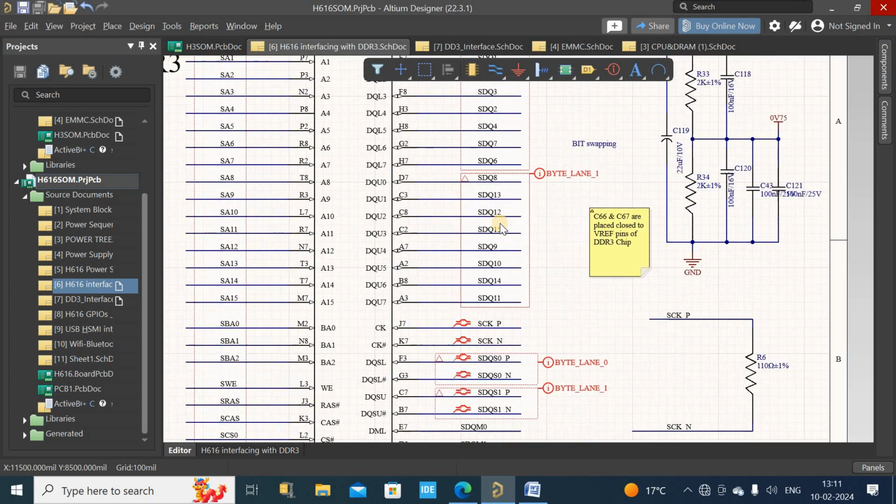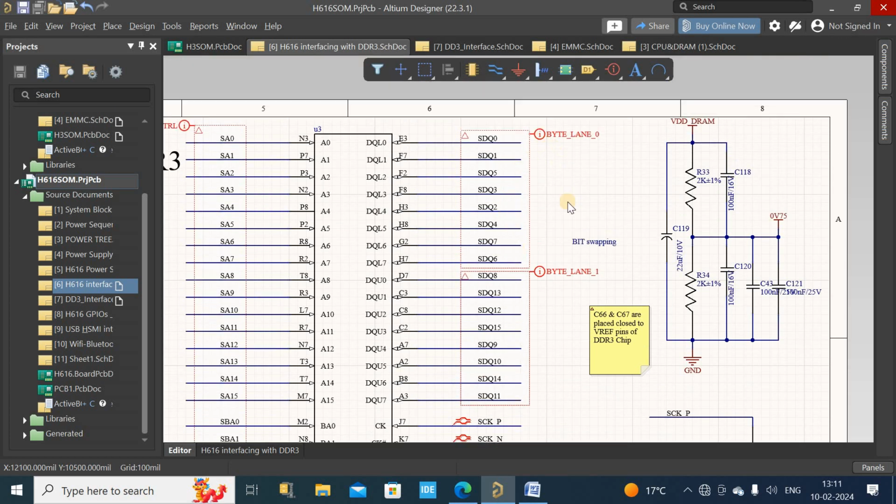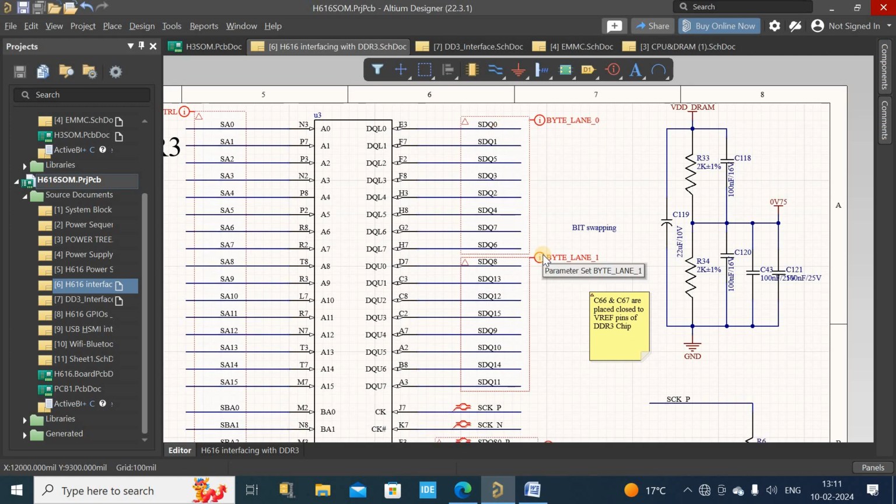The differential clock signals have to be length matched within plus or minus 5 mils, which we'll discuss in later videos. These byte lanes have to be routed on the same layer and perfectly length matched. We can route two different byte lanes on two different layers, and the lengths of the two byte lanes need not be matched. However, each bit of a byte lane needs to be perfectly length matched and routed on the same layer.